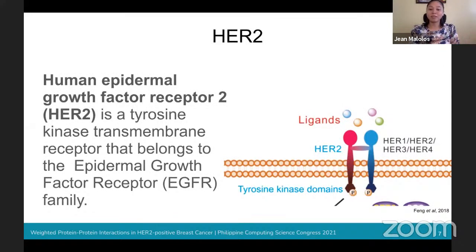I mentioned HER2 earlier, so let's discuss it. Human epidermal growth factor receptor 2, HER2, is a tyrosine kinase transmembrane receptor that belongs to the epidermal growth factor receptor family, EGFR. HER2 is a growth promoting protein in the epidermis.